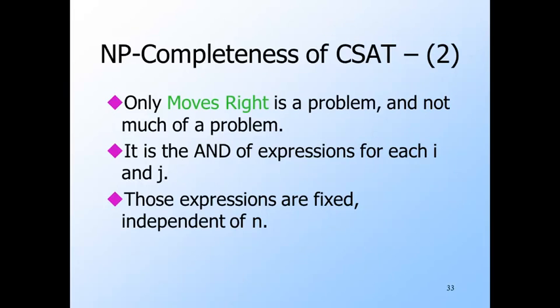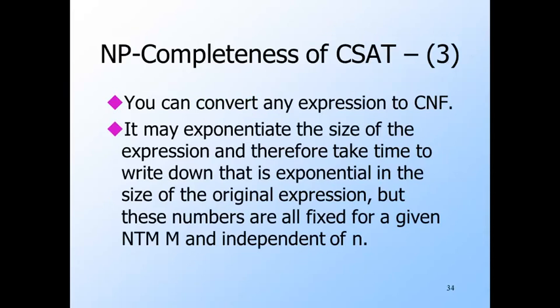Here's the subtle thing. As complicated as these expressions are, they depend only on M and not on the input length n. As a result, we can write the expression for a given i and j in conjunctive normal form. It is possible to convert any Boolean expression to conjunctive normal form. I'll show you the trick on the next slide. This conversion does, in the worst case, exponentiate the length of the expression, but it doesn't matter in this application because the only expressions to which we need to apply the conversion are expressions whose size is independent of the input length n. Thus, the time taken to convert to CNF for each expression is just some constant, independent of n.